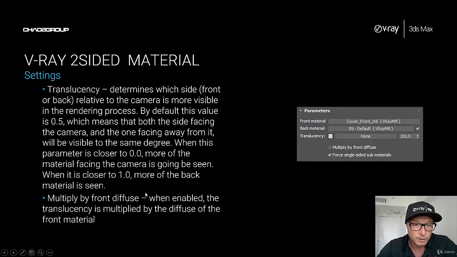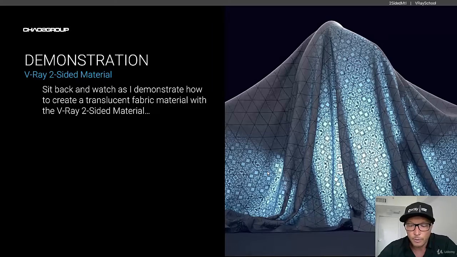Multiply front diffuse, this parameter right here. When enabled, the translucency is multiplied by the diffuse of the front material. So in order to get a more realistic result and see the front material a little better, we're going to apply this one. And we're going to do some comparisons so we can see exactly what this is all about. Alright, so now let's get down to our demonstration.